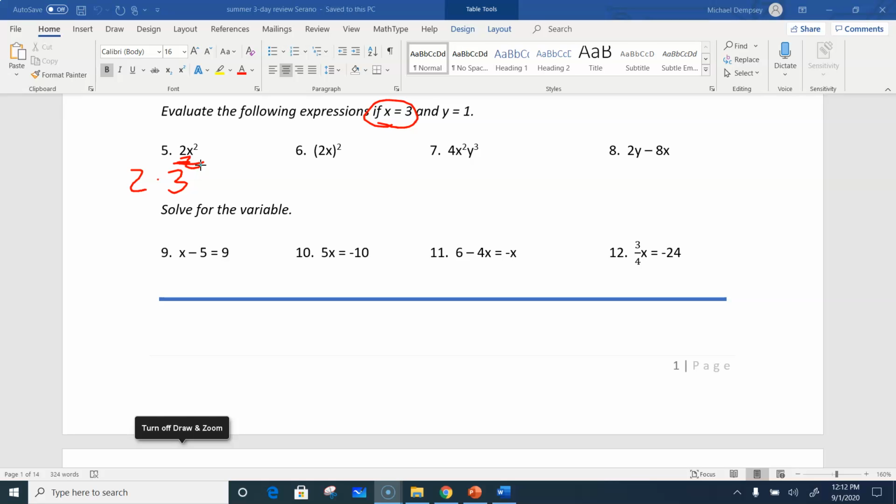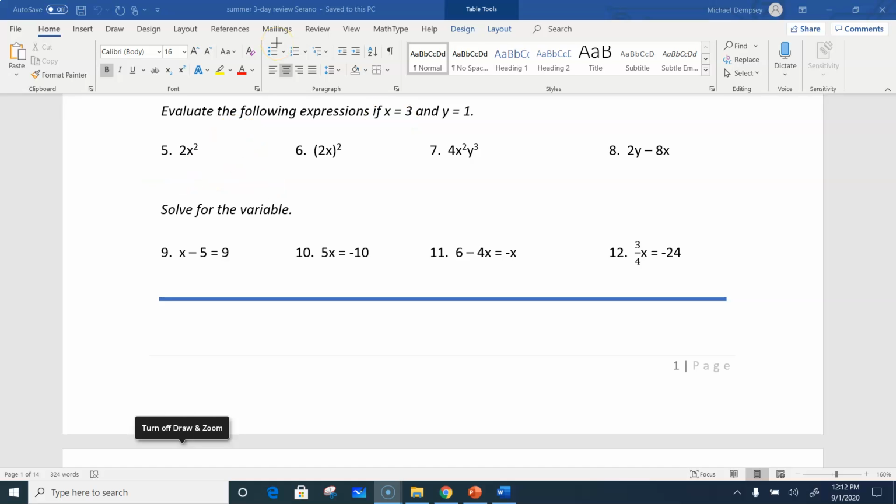Okay? So now again we follow the order of operations. We're going to do 3 squared first. So that would become 9. So this is 2 times 9. And then 2 times 9 is just 18. We follow our order of operations.